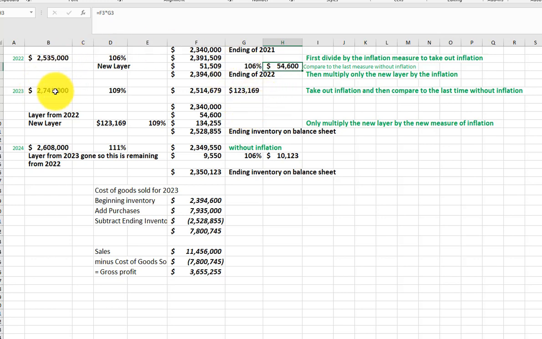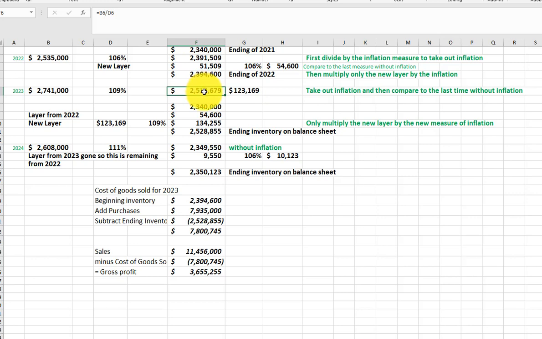Okay, so in 2023, we count up our inventory. We get, based on the prices we have now, the costs that we have, 2,741,000. That's 9% higher than our reference point. So we divide it by 1.09 or 109%, however you like to do it, and get 2,514,000. Okay, that is compared to the last time we took out inflation.